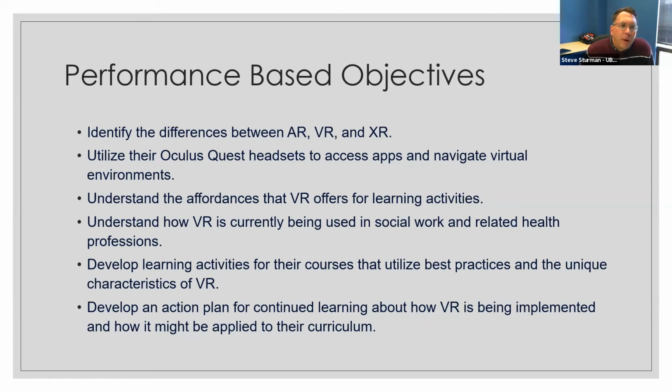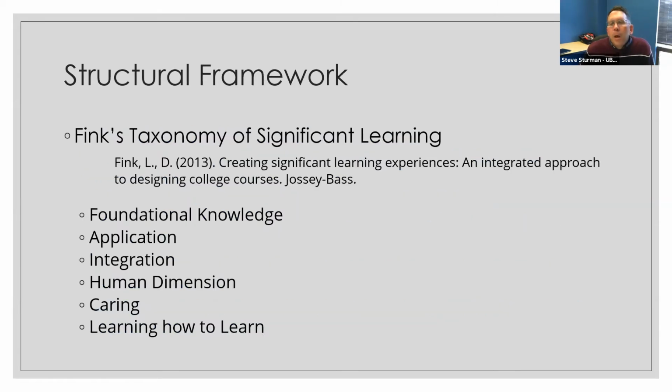So once we identified all our objectives, I set out to start developing the actual course materials, identifying things that they would need to know, activities that would support learning these objectives. And in doing that, I integrated Fink's taxonomy of significant learning as the structural framework for the course. For those of you that might not be familiar with this, Fink's taxonomy is based around these 6 different areas.